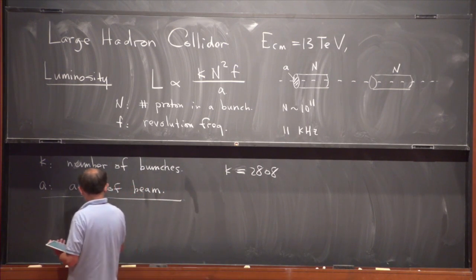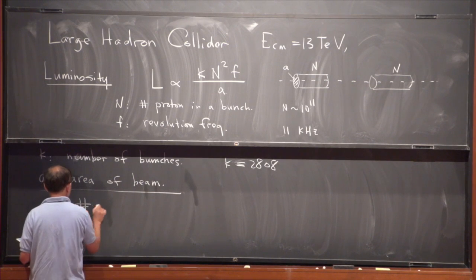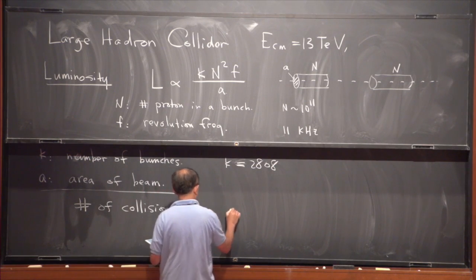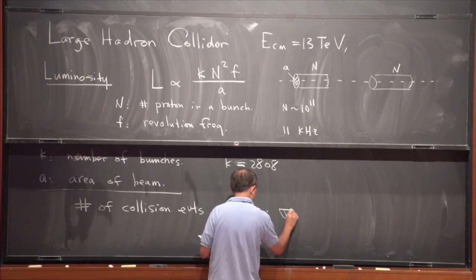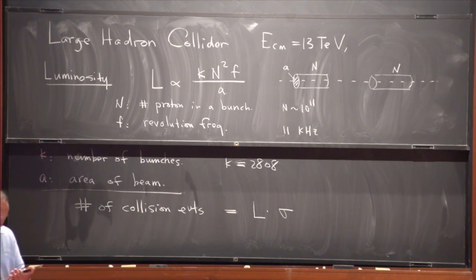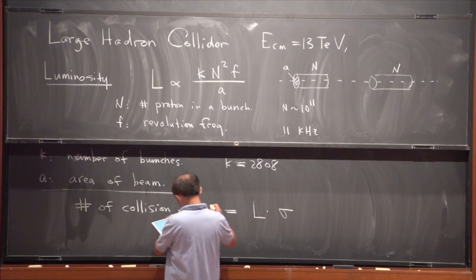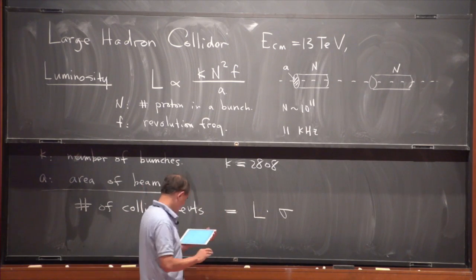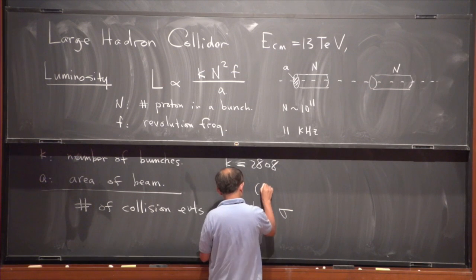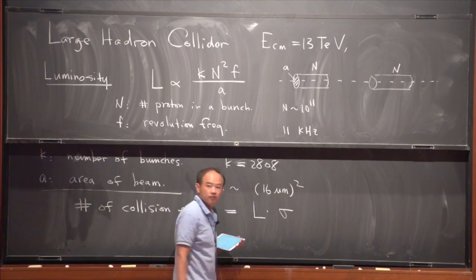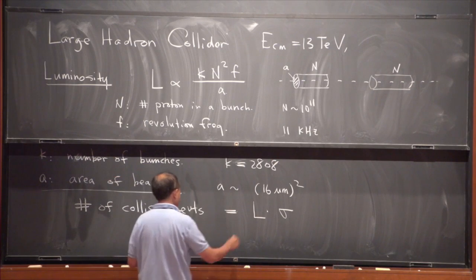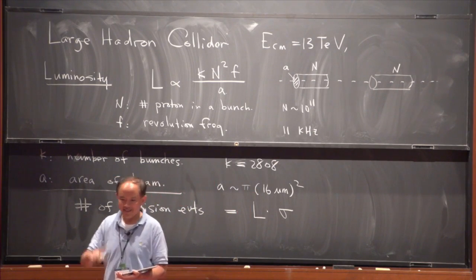And obviously the number of collision events is luminosity times cross section. Oh, I should say, currently there's no typical size of A. It depends on how much you focus. But A currently is about 16 micron square. That's the size of the radius of the beam, if you want. Well, maybe you can times pi or something. So that's the area of the beam.